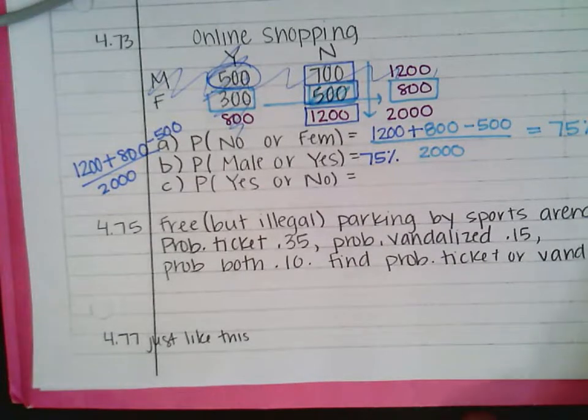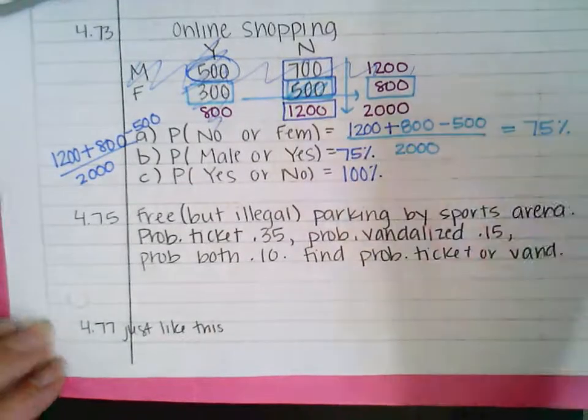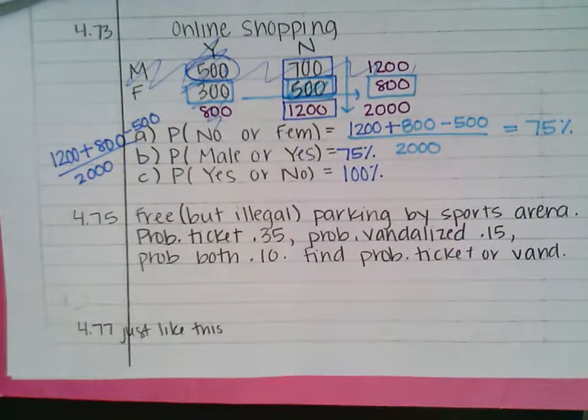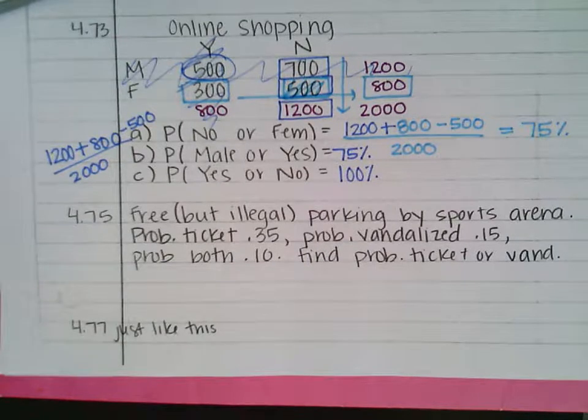Now, C is kind of silly. Yes or no? Well, that's everybody. Those were the only two choices given. And again, those are mutually exclusive, so we don't have to worry about any overlap, because you're either yes or you're no. So that's going to be 2,000 out of 2,000.